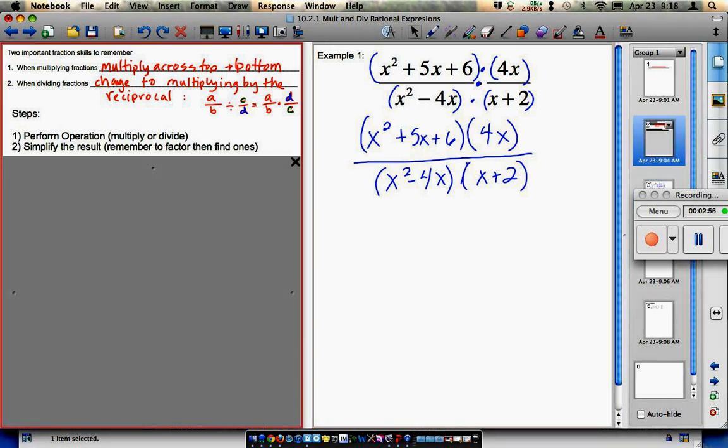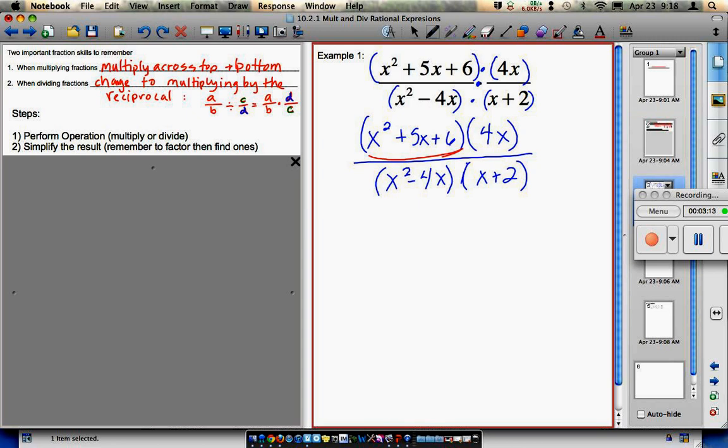That's step one. So get it into one fraction. Step two, simplify the result. So remember, when we simplify, this is something we've already done. We first factor, then find ones. Now when looking at this, it is partially factored, but is it completely factored? So the top, this first piece right here, is a factor times this piece. But could I perhaps factor this first piece a little bit more? Could x squared plus 5x plus 6 be factored? And the answer is yes.